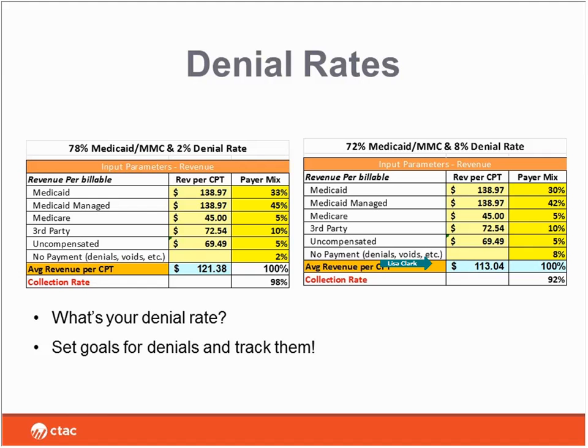So depending on how many units of service you're providing, obviously, the more units, the higher your denial rate, the more money that you're losing that you shouldn't be. Know what your rate is, set goals for your denial rates, and track them. Don't assume that somebody else is doing this because they might not be.